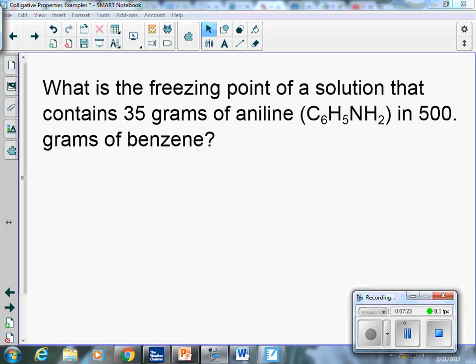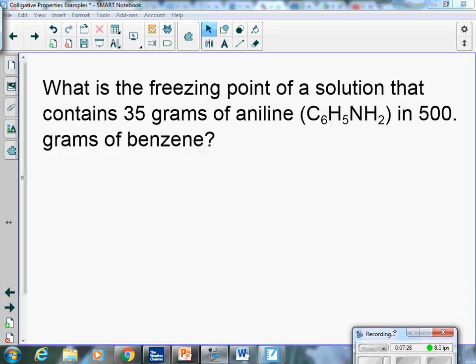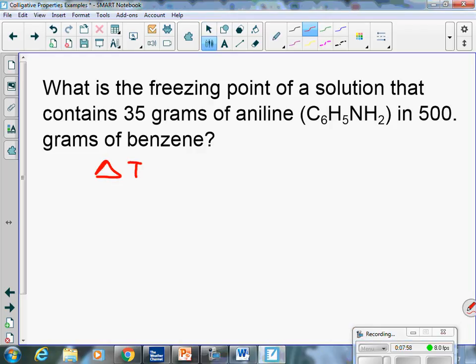Welcome back, chem students. Here we go with our second example. What is the freezing point of a solution that contains 35 grams of aniline, C6H5NH2, in 500 grams of benzene? So just a mental note here, we're not dealing with water. Our solvent is benzene. So that's going to be a tad bit different. Well, I know that I'm dealing with the freezing point. So delta TF is equal to Van't Hoff's factor times the freezing point constant times the molality.